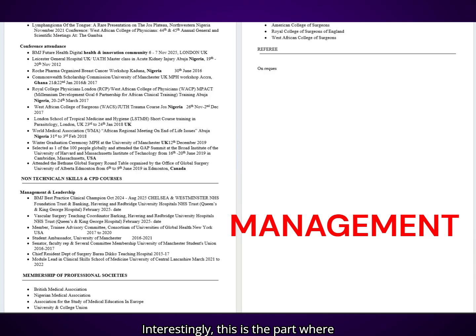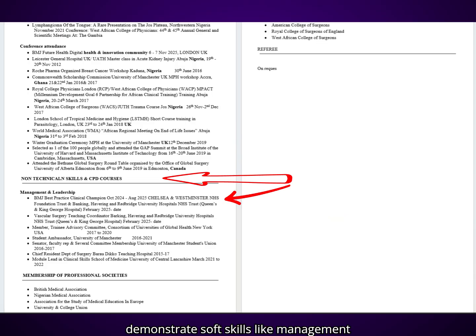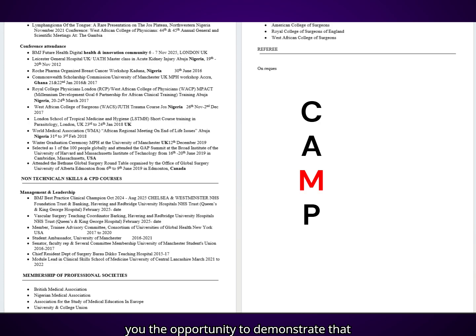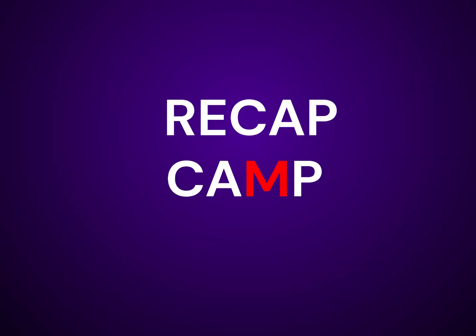Interestingly, this is the part where you demonstrate your soft skills across the various roles you've held over the years in leadership within and outside medicine. And here you demonstrate soft skills like management of change, leadership, collaboration, inspiring others, management of conflict, management of dispute, and so on and so forth. Also, it gives you the opportunity to demonstrate that you have the values, for instance, that the organization shares.